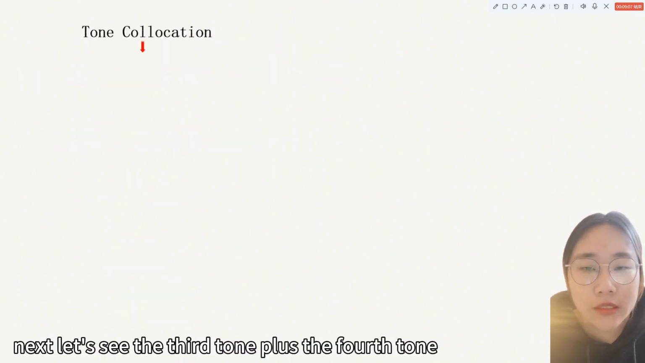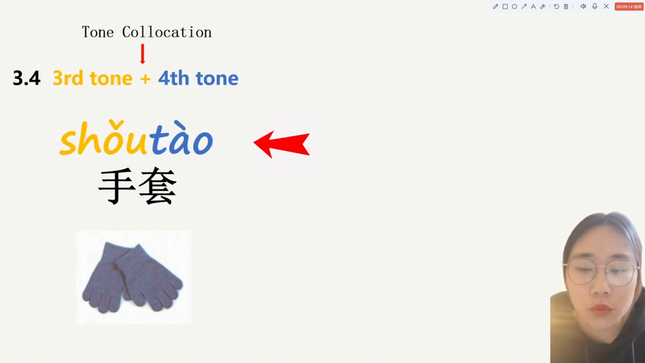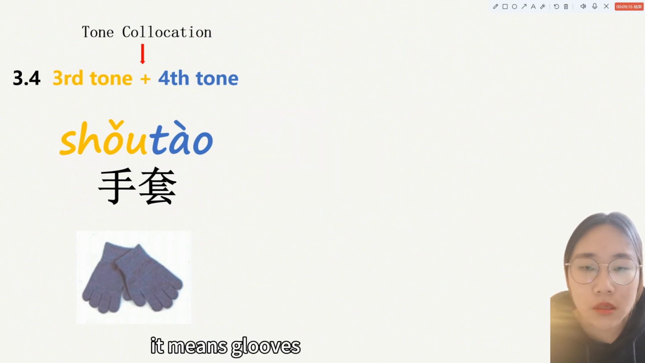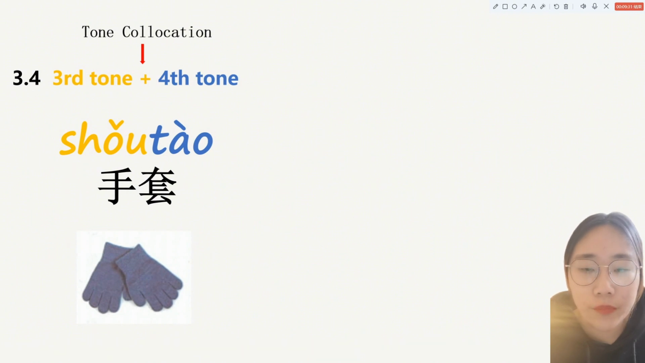Next, let's see the third tone plus the fourth tone. 手套, 手套. It means gloves. So here, the pronunciation remains unchanged.